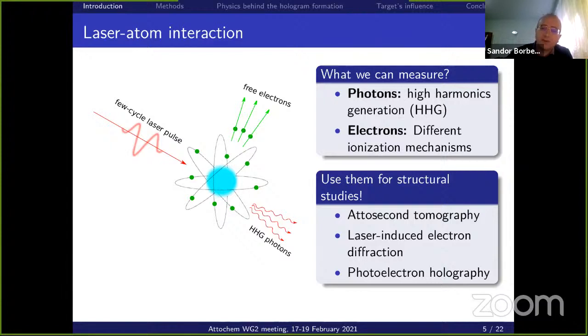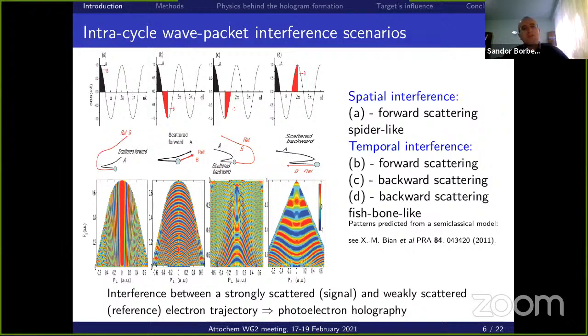One of these methods is a well-known attosecond tomography, which uses the high harmonic generation spectrum. Another technique is the laser-induced electron diffraction, which uses the spectrum of the continuum electrons. And a recent method is a so-called photoelectron holography, which also uses the continuum electrons. The photoelectron hologram or holography is strongly connected to the intercycle wave packet interference effects.